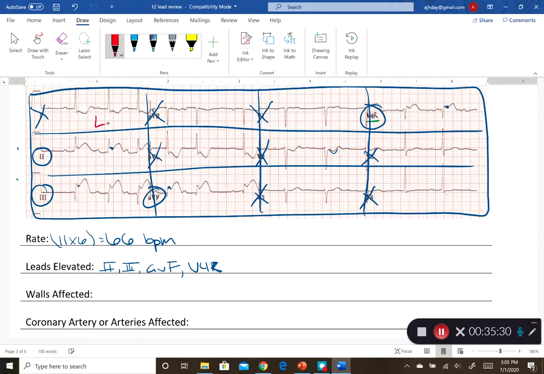So here's our lateral, here's our inferior, our septal, and our anterior. So my walls affected, I have inferior, and then I have that V4R. So it's not looking at the anterior wall here because we moved that lead, so it's not normal. This is actually looking at the right ventricle. So I'm just going to note that.